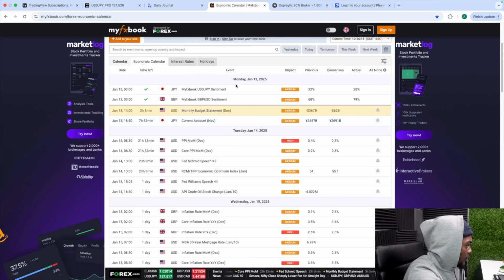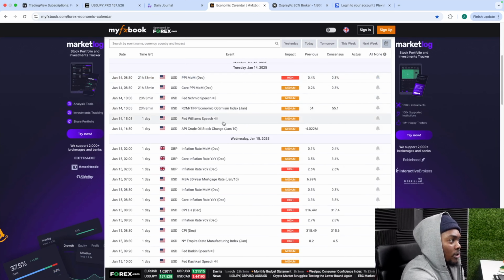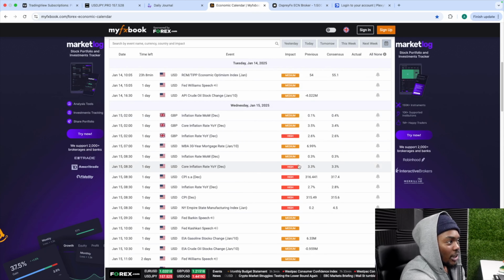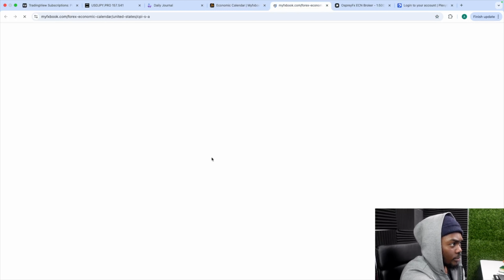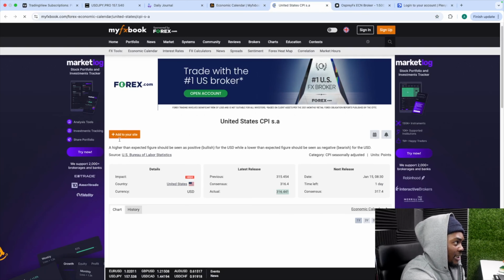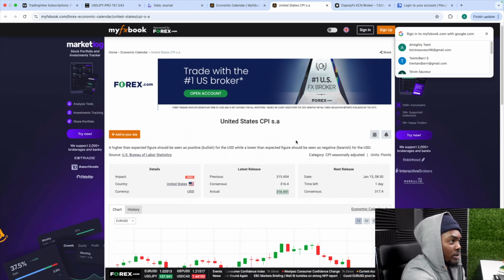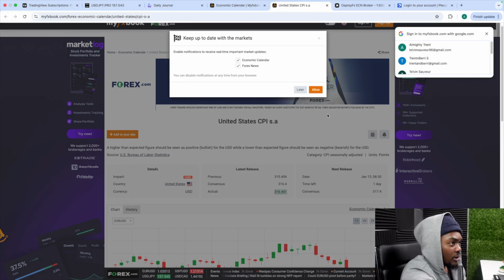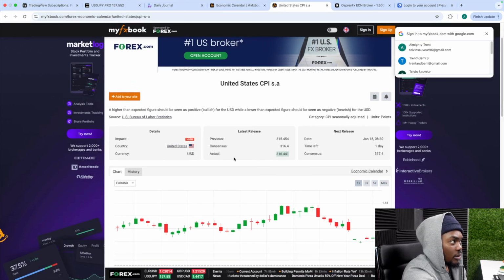So, like I said, I only use this website, MyFXBook, for news and news only. In a situation like this, today's Wednesday, I'm waiting for CPI data to come out. I click on CPI data, and it basically says a higher than expected figure should be seen as positive, bullish for USD, while a lower than expected figure should be seen as negative, bearish for the USD.